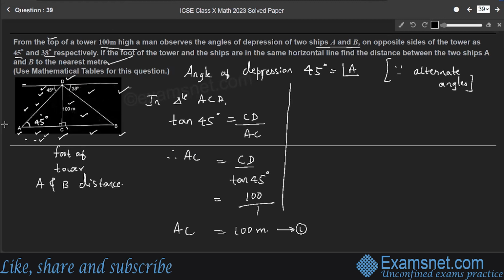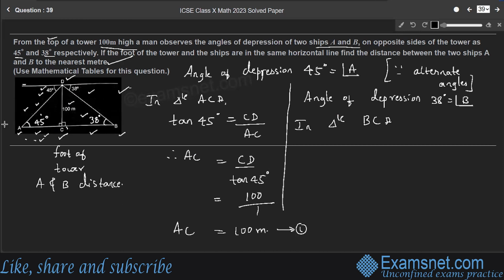So in the second case, we'll consider the angle of depression, 38 degree, which is equal to angle B. For the same reason, alternate angles. Now consider the triangle BCD. So in triangle BCD, angle B is 38 degree.